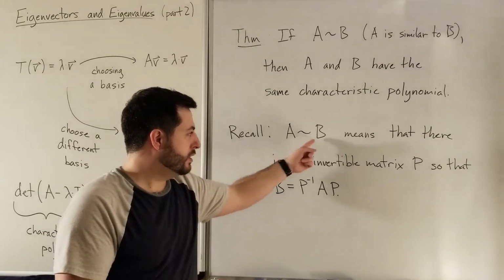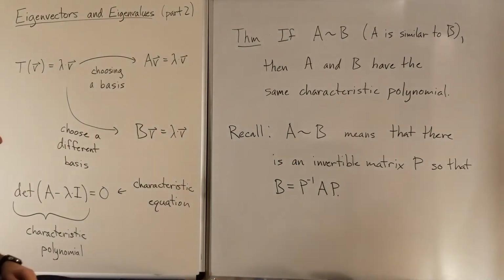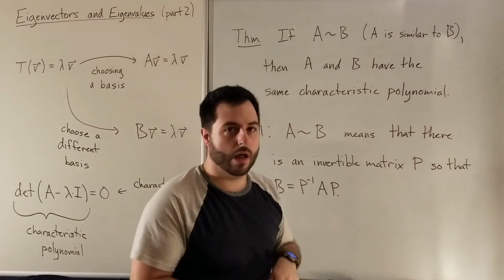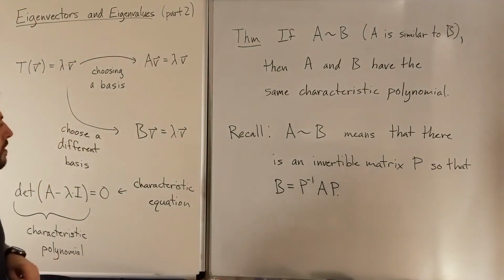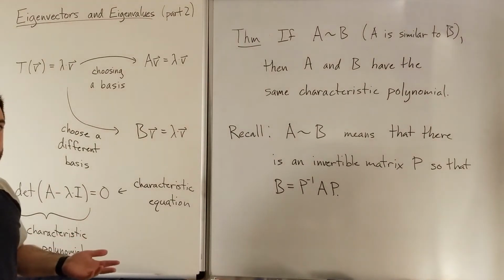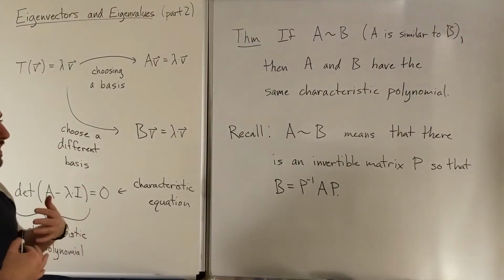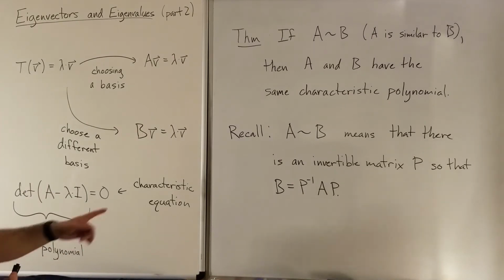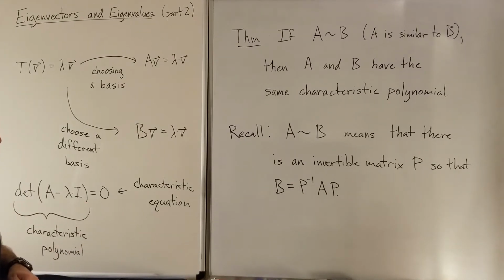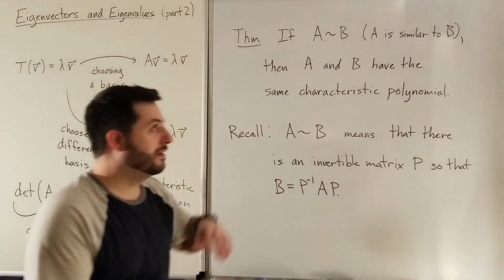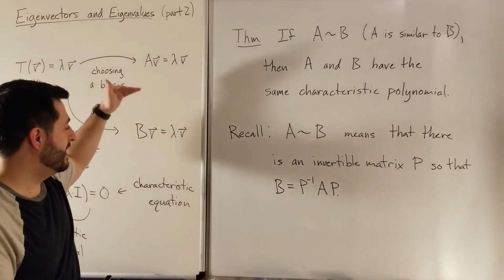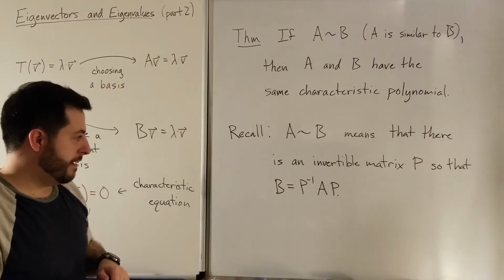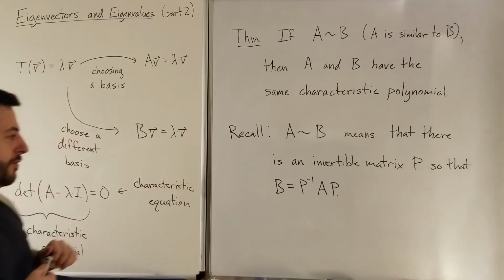So having two different bases is going to not change the characteristic polynomial. And if you don't change the characteristic polynomial, remember the set of lambda that you're looking for is the set of solutions to the characteristic equation. And if the characteristic polynomial is the same in both of these cases, then the lambdas will also be the same.